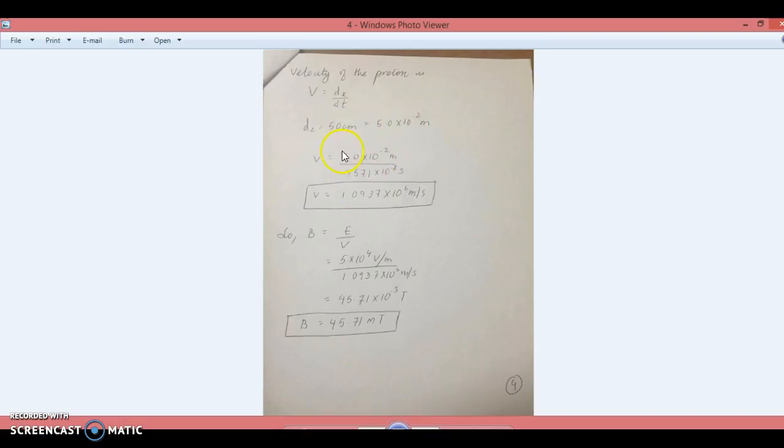We can get the velocity, which was calculated to be 1.0937 × 10⁶ meters per second. Plugging this velocity back into the original equation, where B equals E over V, we can calculate the magnetic field, which is 45.71 millitesla. Thank you.